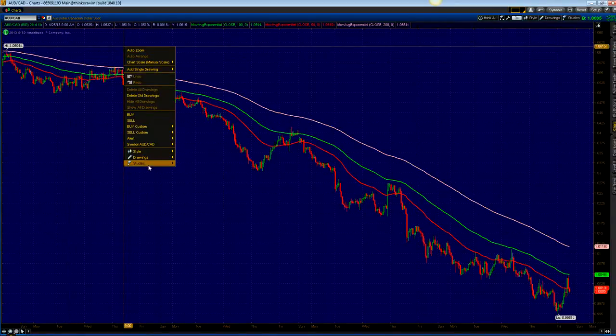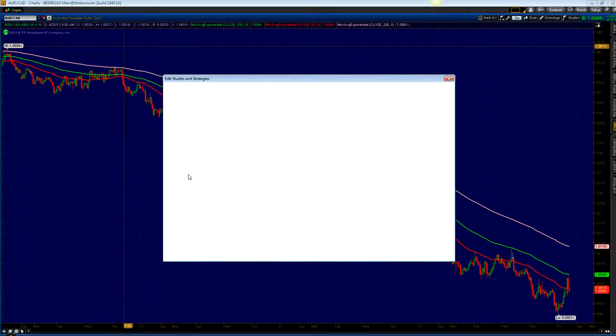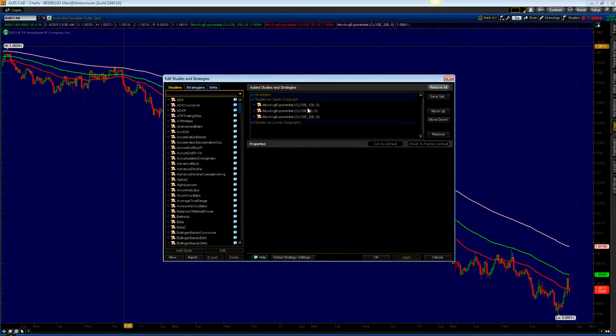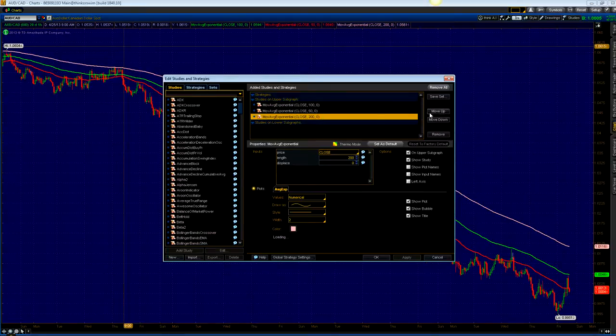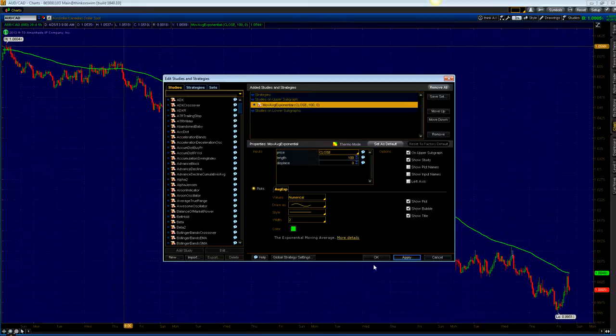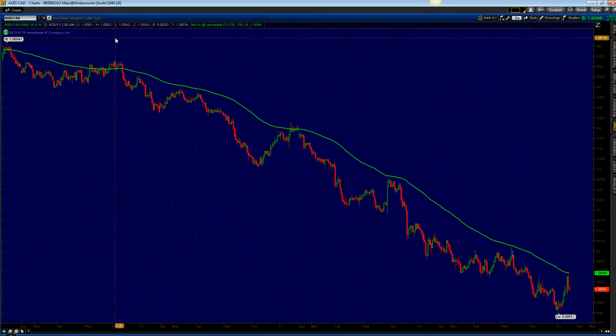I'm going to get rid of the 200 and 50 period EMAs because they're not necessary for what we're doing today, and I don't want to leave them on there to confuse things. So we're going to remove the 200, we're going to remove the 50, and that's going to leave us with just this green line, which is the 100 period EMA here on the hourly chart, so the 100-hour EMA.